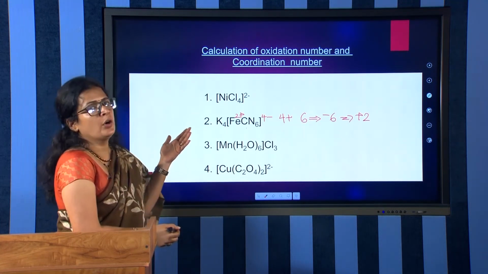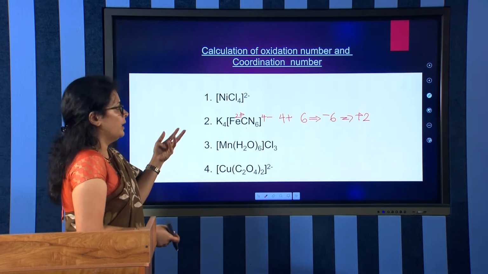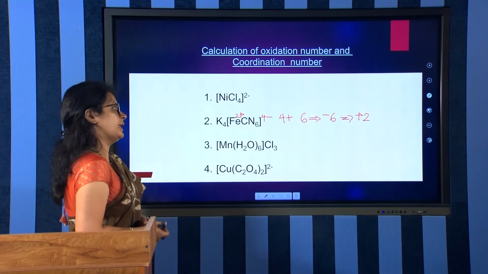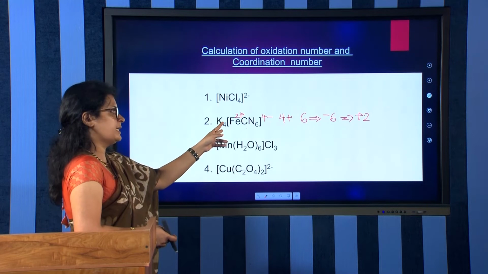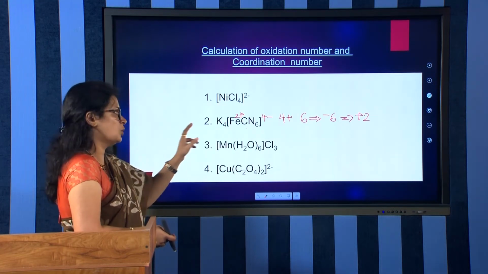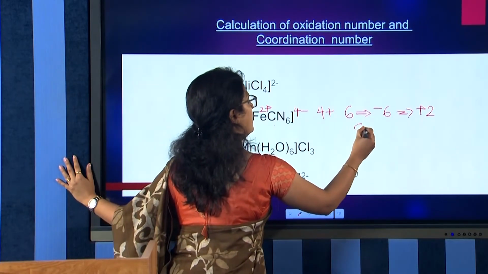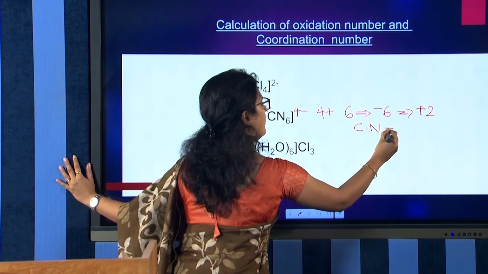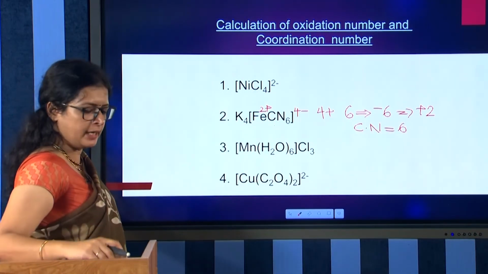Now, coming to the coordination number. What is coordination number? It is the number of the donor atoms that are attached to the central metal atom. In this, the central metal atom is iron. How many ligands are there? 6 cyano ligands are there. Cyano ligands are unidentate ligands. So, there will be 6 donor atoms, and the coordination number here should be 6. Okay. So, that is all about the second complex.